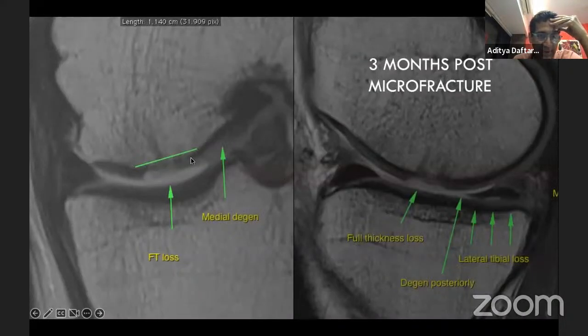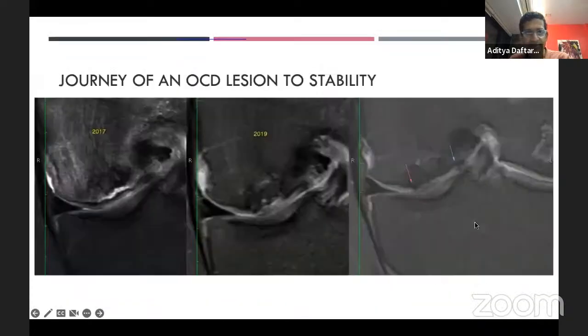Here's a full thickness chondral defect here. And now this patient has undergone microfracture, and you can see that there's early fibrocartilage formation in that gap. Okay, so you can see that there is some change happening here.